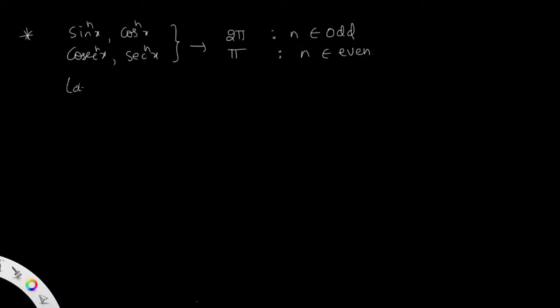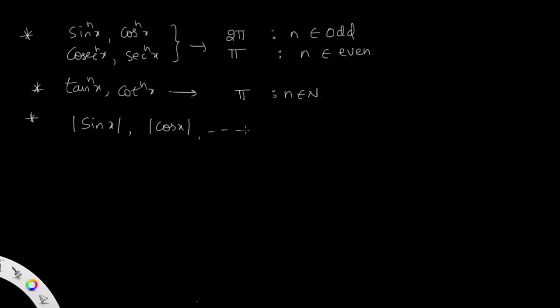Similarly, for tan to the power n of x and cot to the power n of x, the periodicity is pi for any value of n. And these are the shortcuts: for mod of sin x, mod of cos x, and so on for all trigonometric functions up to mod of cot x, the periodicity is pi. And the brace x is nothing but the fractional part function.